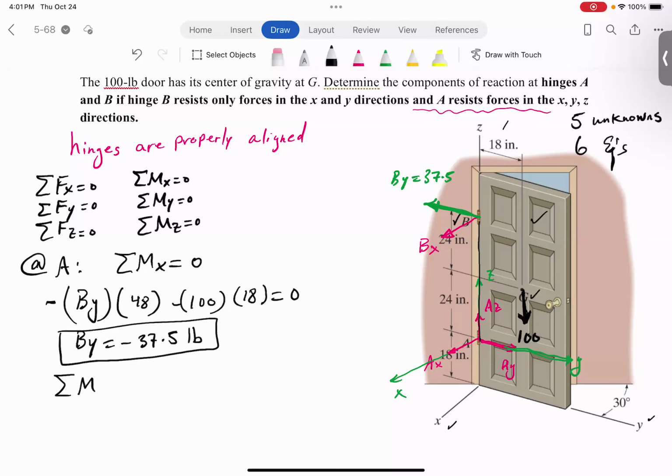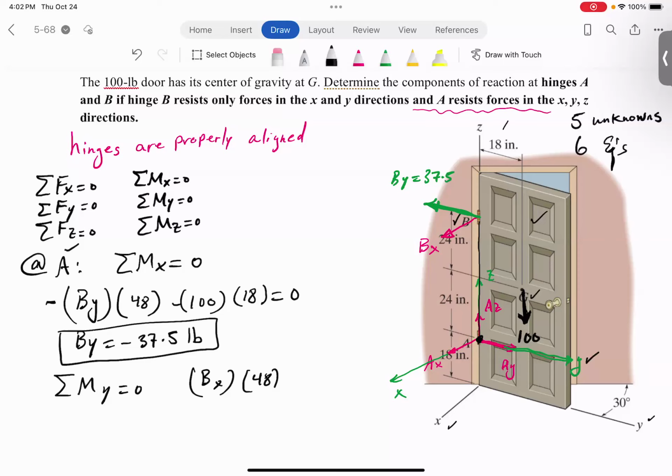Sum of the moment about y-axis equals 0, again at point A. So again, AX, AY, AZ are acting at A. They don't have any moment. So what's the moment of BX about y-axis? Again, that would be BX times 48, right? Using right-hand rule, if you put your four fingers in the direction of BX and rotate about y-axis, you get a positive rotation. Your thumb would point along the positive y-axis, which is this.